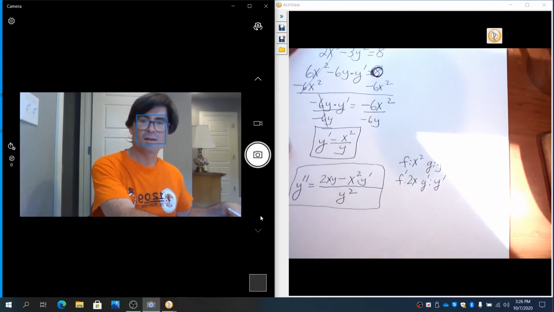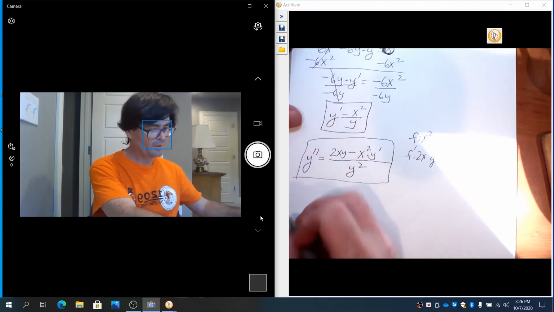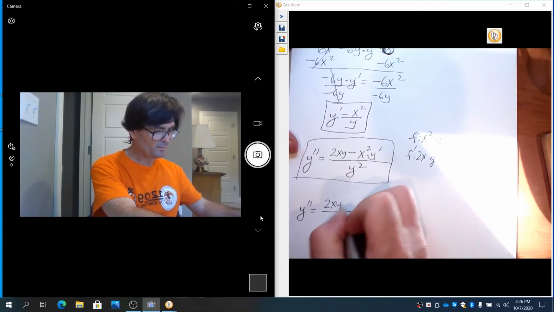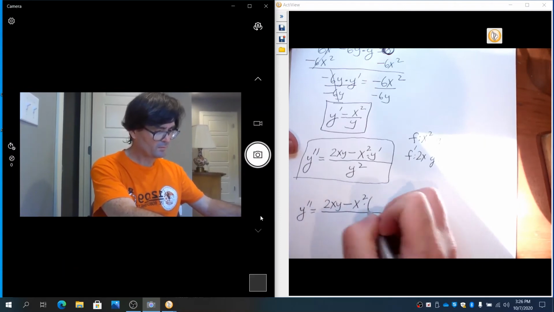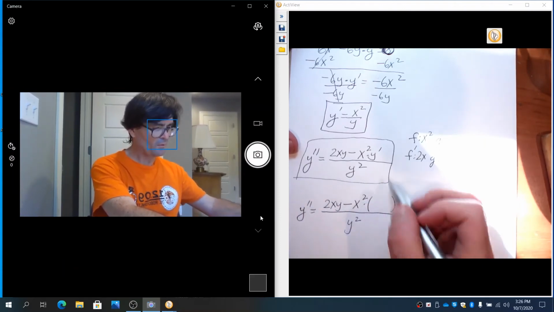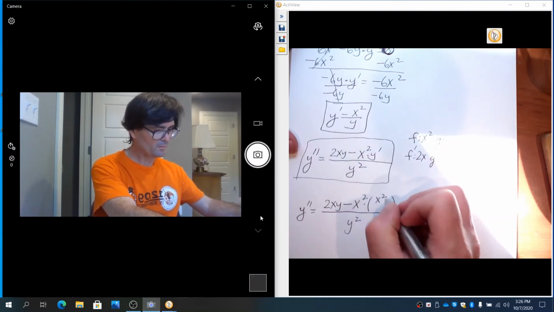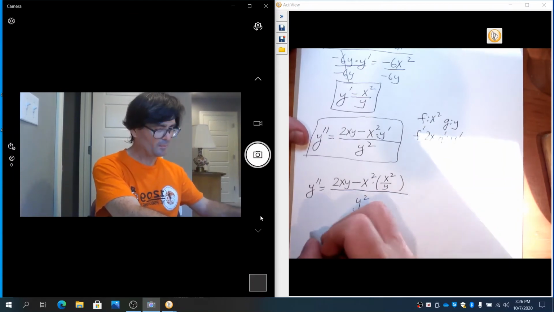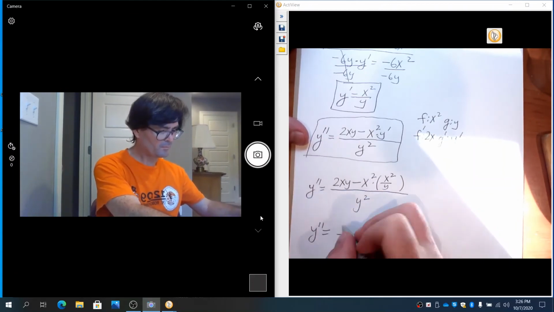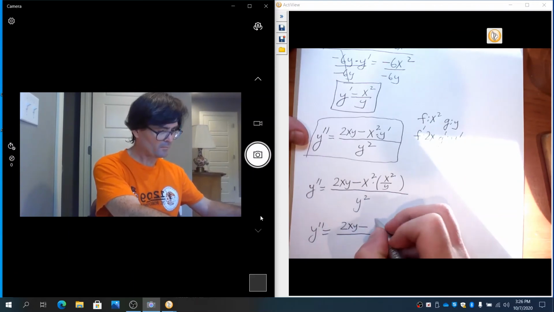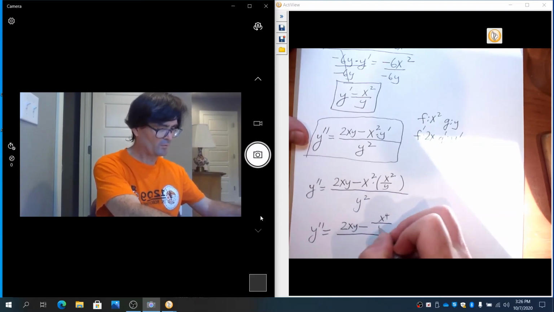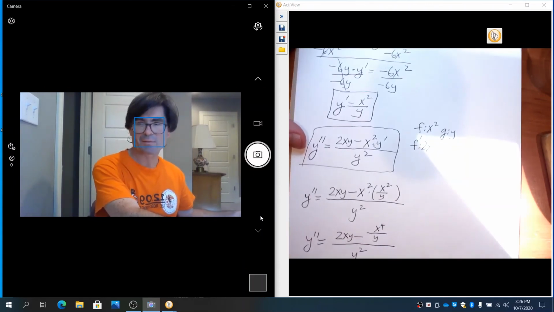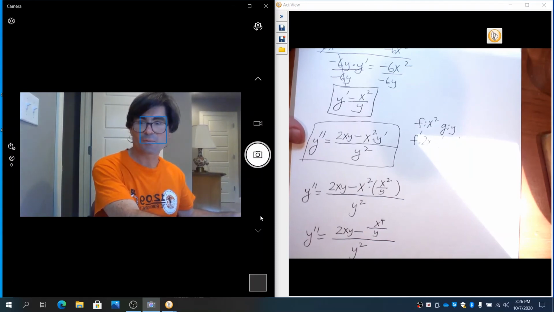So I'm going to go back and substitute y prime, and we'll have y double prime equals 2xy minus x squared times, for y prime, x squared over y. And I'll clean that up one more time: 2xy minus x to the fourth over y squared. You could multiply by y over y again. I think I'm not going to here. But that's how it works.